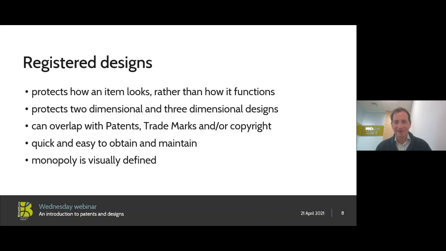And the last thing, which I think is important, and this is going to be a contrast with patents, which I'm just going to explore in a minute, is that the monopoly is visually defined. So apart from a title and maybe some numbering of the figures, the monopoly is purely in the drawings, so you're protecting how something looks. You don't provide an additional description. So the next slide, please.